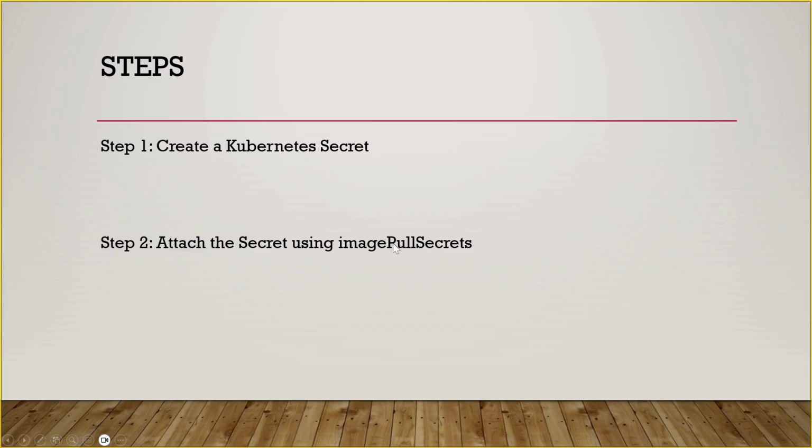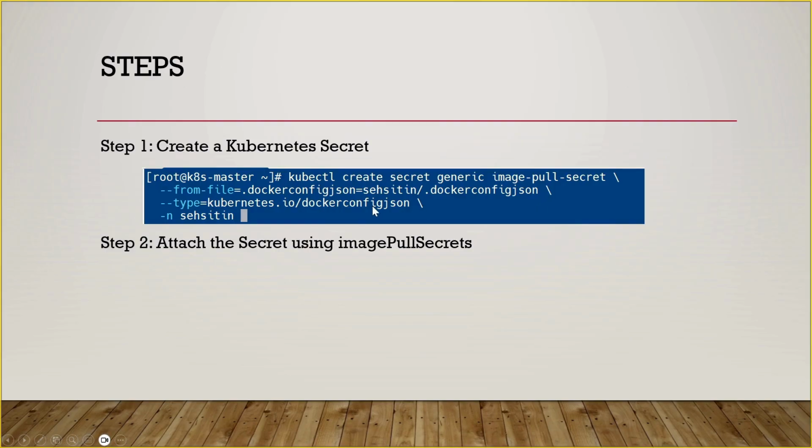So there are two main steps in this process. Step 1, create a Kubernetes secret. We create a secret that stores credentials, token or username and password for the Docker registry. This secret allows Kubernetes to authenticate and pull private images.